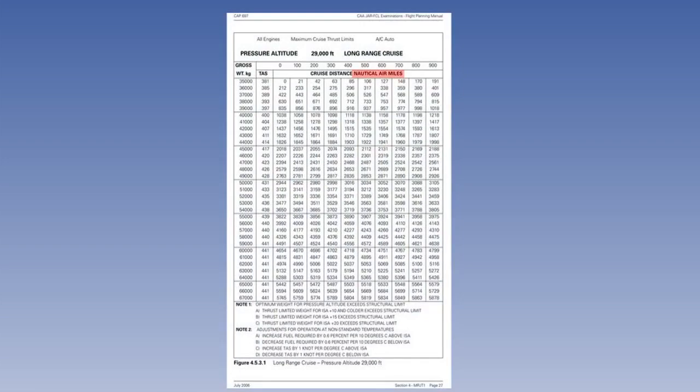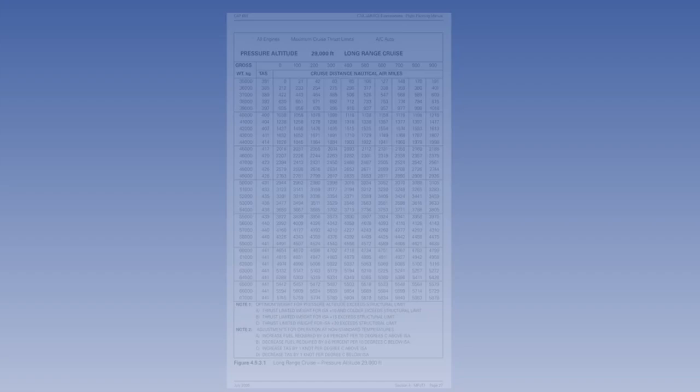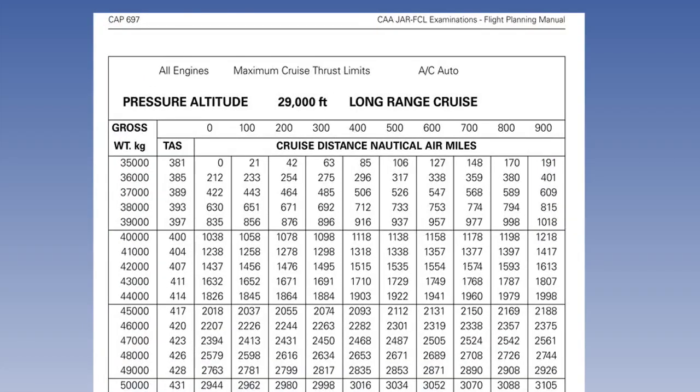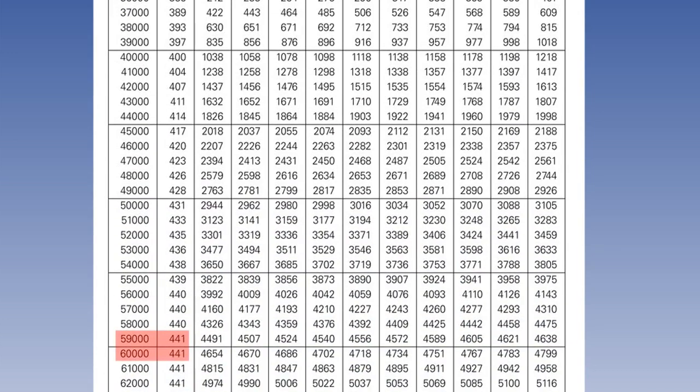The entering argument for the tables is nautical air miles. So our first task will be to convert our 500 nautical ground miles into nautical air miles. In order to do this, we need the true airspeed and the wind component. For long-range cruise, the flight management computer selects the optimum speed. Therefore, the TAS varies with the aircraft weight. We have to enter the tables with our start weight of 59,500 kilograms. This gives us an EASA TAS of 441.